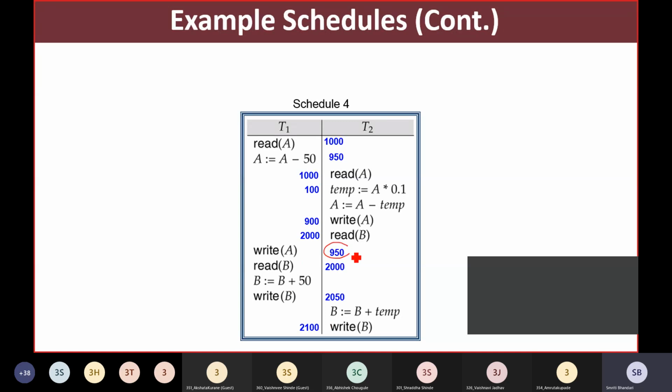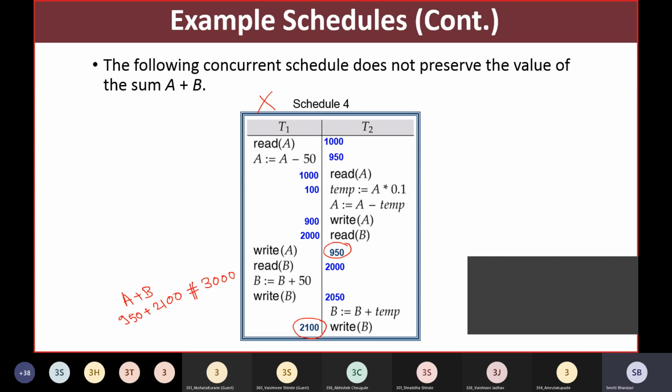See here, what is the ultimate value that is being produced by this schedule? For A, it is 950 and for B, it is 2100. So A plus B, if I compute, then it is 950 plus 2100. Right? So this is not equal to my consistency criteria. This is not equal to 3000. Correct? No? So even though this schedule is being generated, this schedule cannot be accepted.